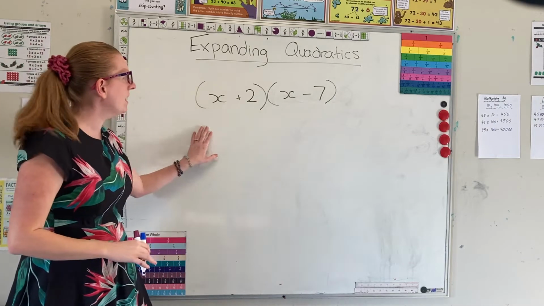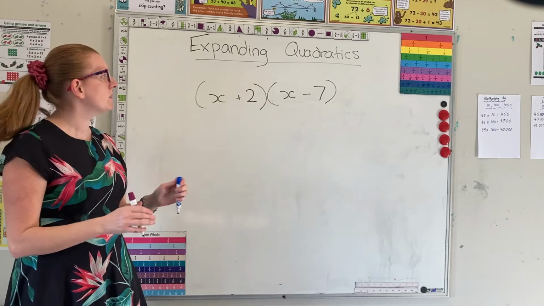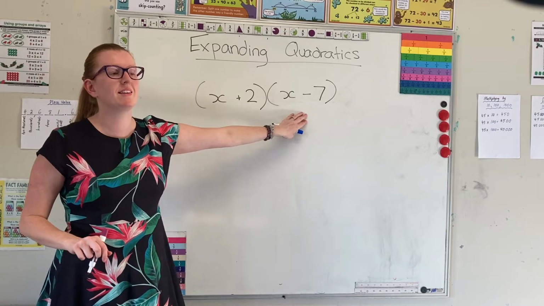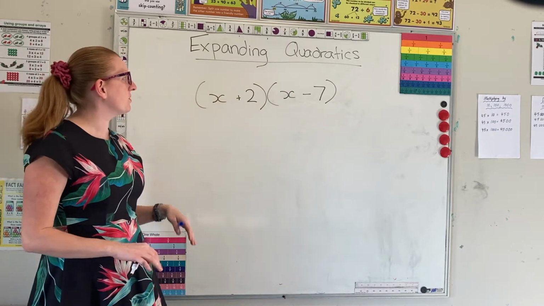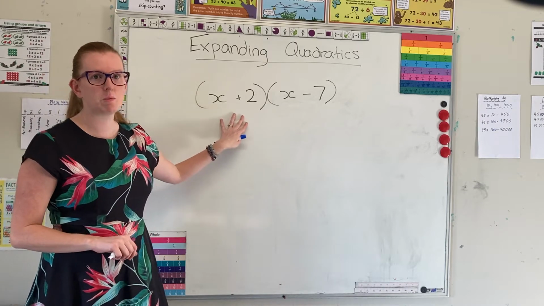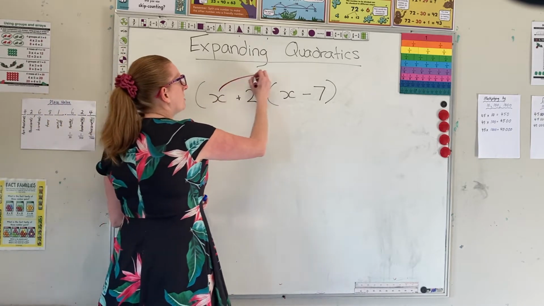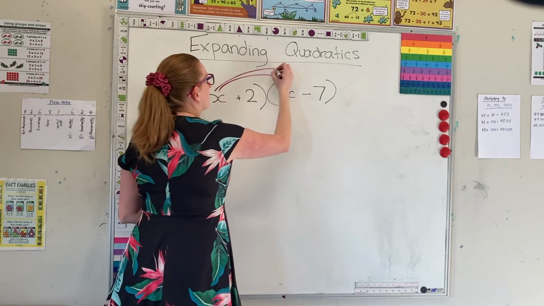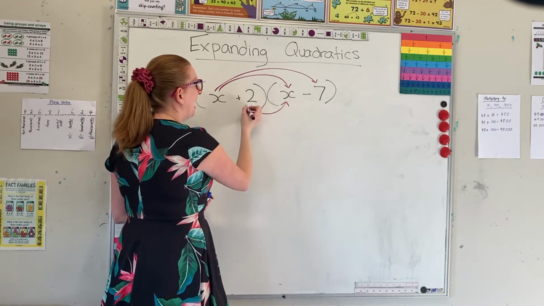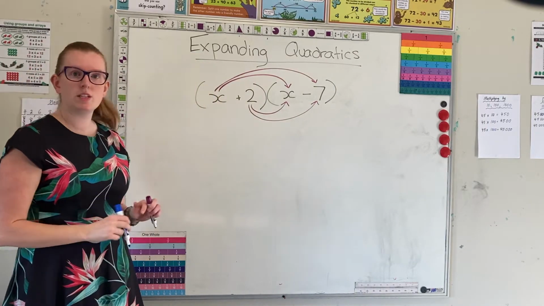Okay, here we have another set of double brackets that have 2 components inside. So here I have another set of double brackets. I need to multiply everything that's in this bracket with everything that's inside this bracket. So I need to multiply my x with the x and my x with the minus 7. I then also need to multiply my 2 with the x and my 2 with the negative 7. Cool, so let's do that.